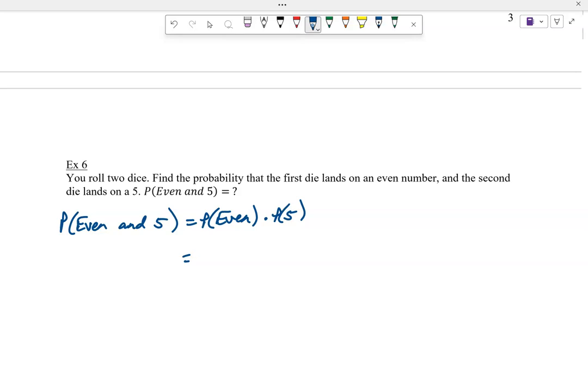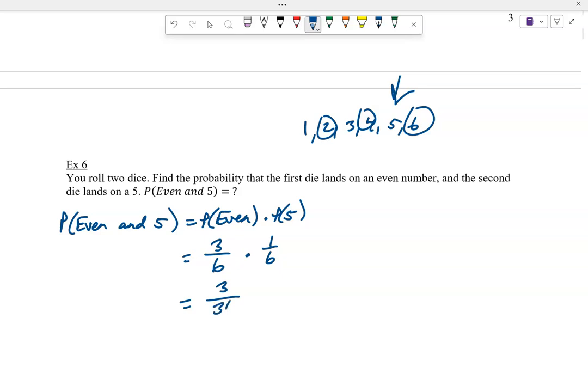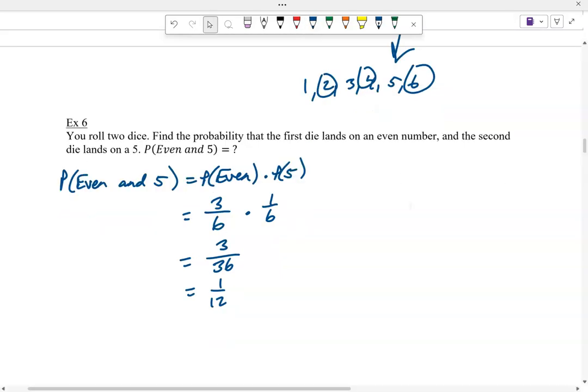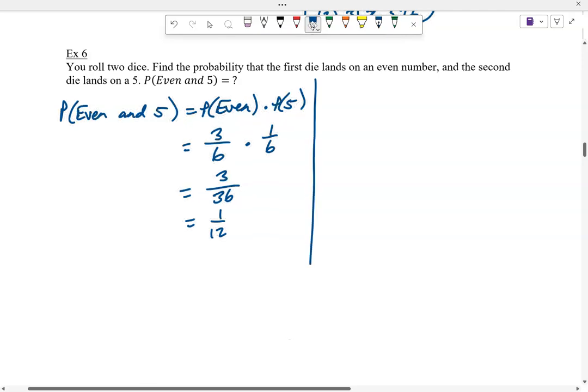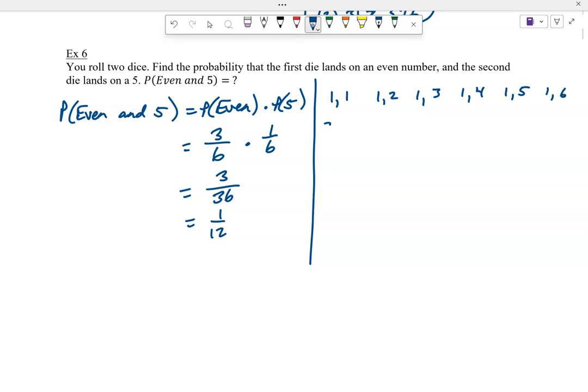Well, the probability you get an even number, you have 3 winners out of 6. What's the probability you roll a 5? 1 out of 6. So it looks like we got 3 out of 36, or 1 out of 12, is our probability, right? You could probably visualize this too. Let's write all the outcomes out. I could roll a 1 with a 1, 1 and a 2, 1 and a 3, 1 and a 4, 1 and a 5, 1 and a 6.